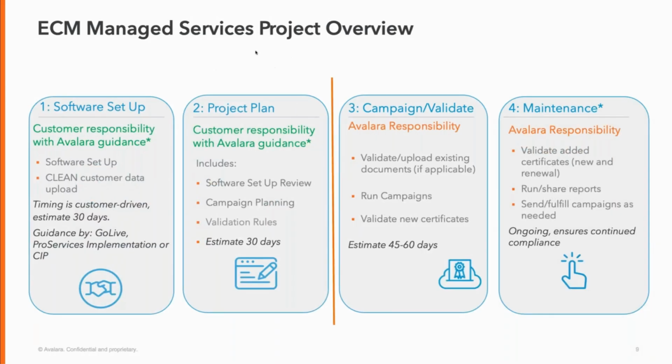So we'll go through a managed services project where we'll go through a software setup. You're going to let us know who your exempt customers are and provide us with what we call clean data. So that is what's the business, a point of contact there, and their email address, and where they're doing business with you. You're going to set up your settings how you like to see them. Then you're going to work with our project plan team, and we will have pre-written emails, but we'll customize it to your business. So we'll make sure we're putting your logo in there.